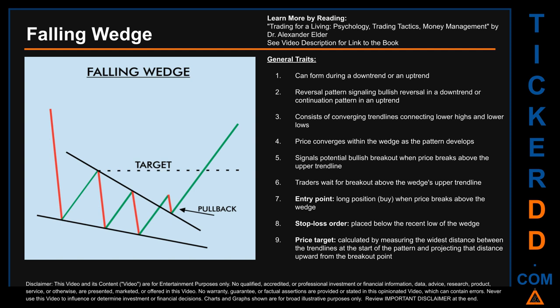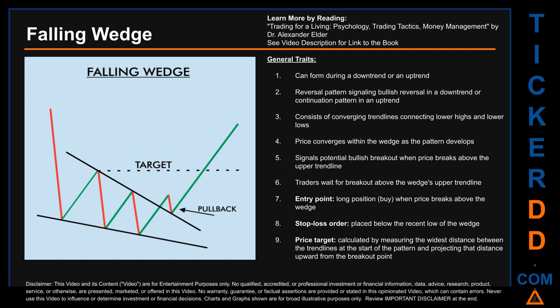In summary, a falling wedge is a chart pattern that indicates a potential bullish reversal or continuation, characterized by converging downward sloping trend lines that form a narrowing wedge shape. Traders use this pattern to identify potential buying opportunities when the price breaks out above the upper trend line.